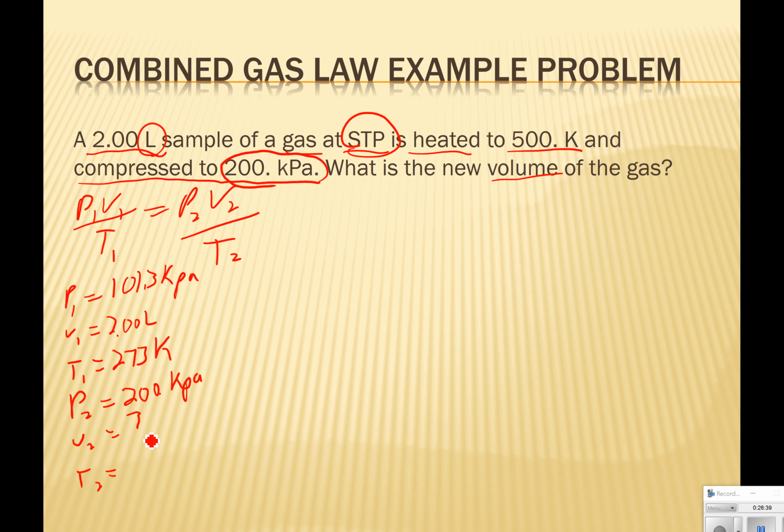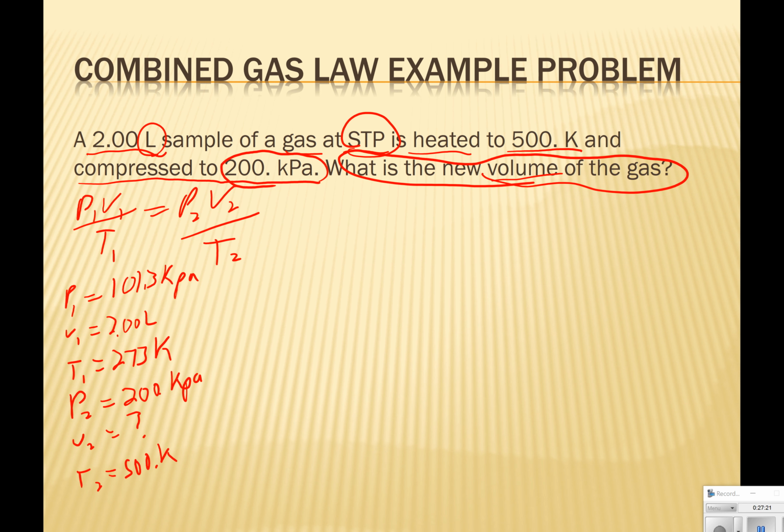Now we're looking for the new volume of the gas. That's what the question is asking us for. So we need the changed temperature, which is 500 Kelvin. Now we have 5 out of our 6 variables, so we can use the combined gas law to solve for that new volume of the gas after exposed to these changing conditions of being heated to 500 Kelvin and increasing the pressure to 200 kPa from 101.3, so almost doubling that pressure. So we're going to solve for the V2.